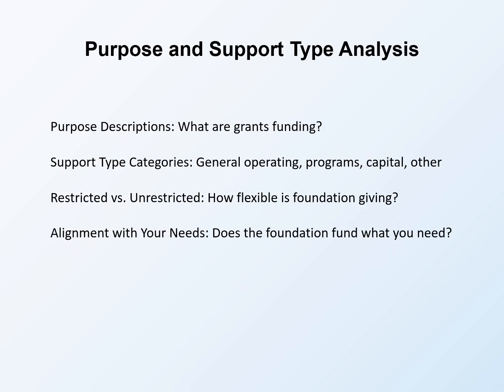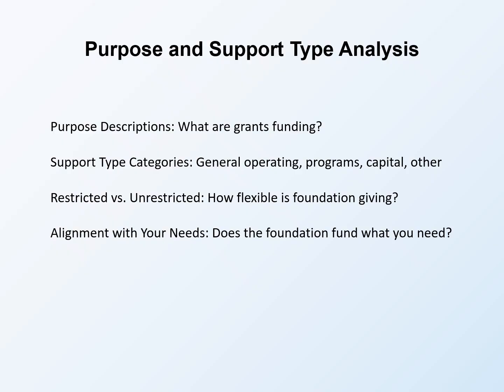Purpose and support type analysis examines what foundations are funding beyond who they are funding. Purpose descriptions in Part 15 briefly describe what each grant funded. Read these descriptions to understand what activities the foundation supports. Are they funding program implementation, capacity building, research, advocacy, direct services, or other activities?